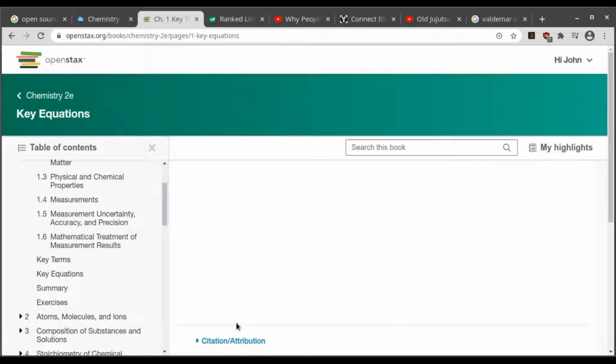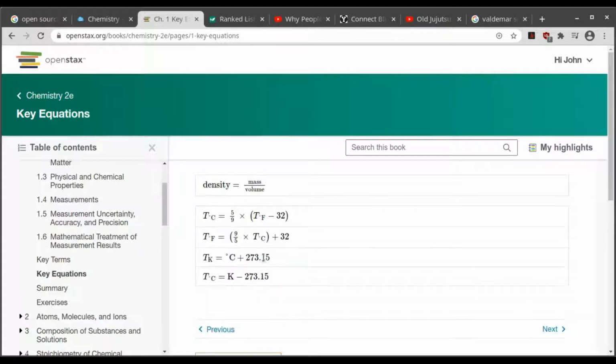If you're going to do that, make yourself your electronic flashcards. You've got key equations, which are the mathematical or chemical equations that are talked about in this chapter, such as density being mass divided by volume. This TC, I believe that's temperature Celsius, equals 5/9 times temperature in Fahrenheit minus 32. So that's going from Fahrenheit to Celsius, also known as centigrade. Temperature Fahrenheit equals 9/5 times TC plus 32. That's going to Fahrenheit. TK would be temperature Kelvin. So those are all the formulas that get covered in this chapter.